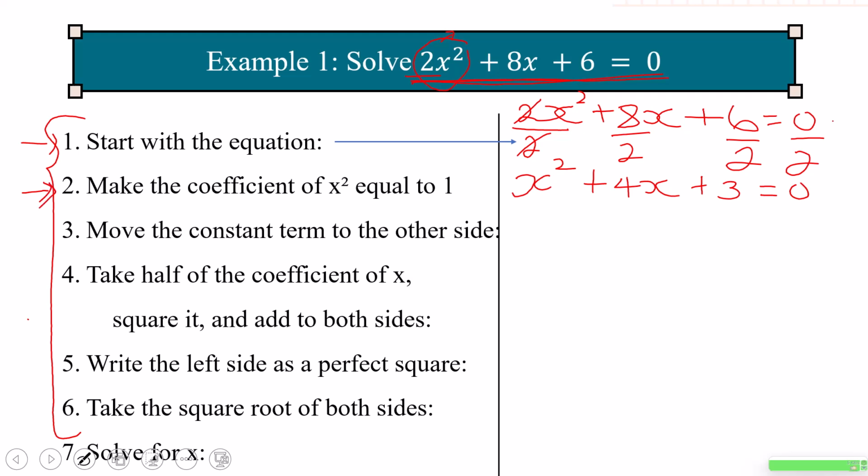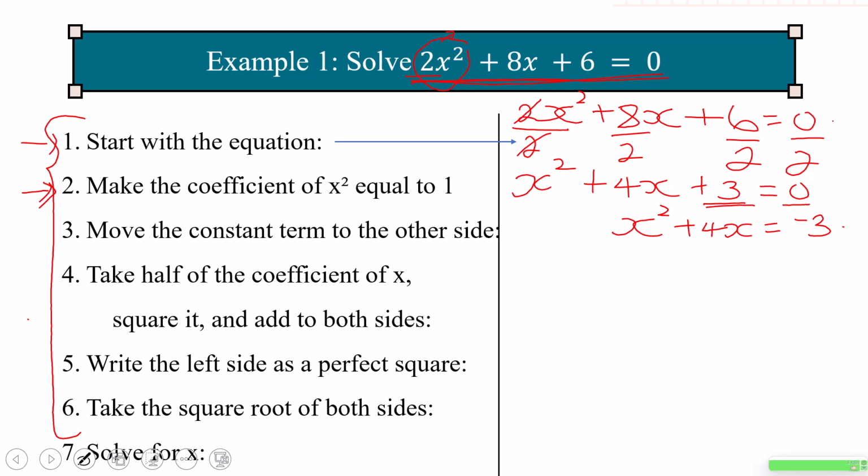Step 3 says that we move the constant term to the other side. So the constant term in this case is 3, so we are going to move the 3 to the right hand side, and in this case we are going to have x squared remain on this side plus 4x, and then the 3 is going to go to the right hand side and it will become negative 3. So that is step 3.